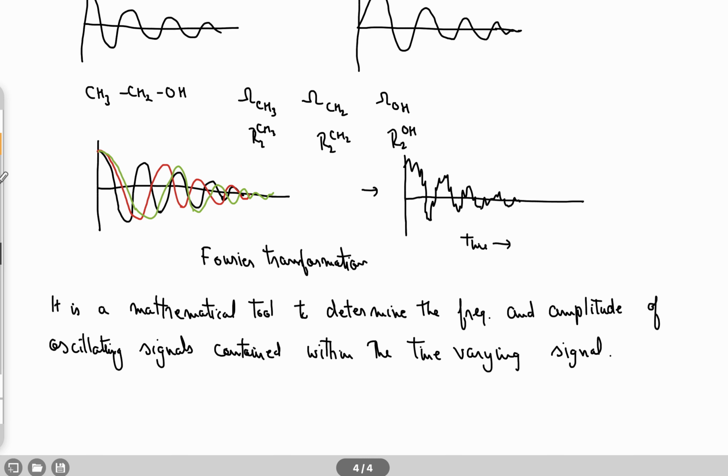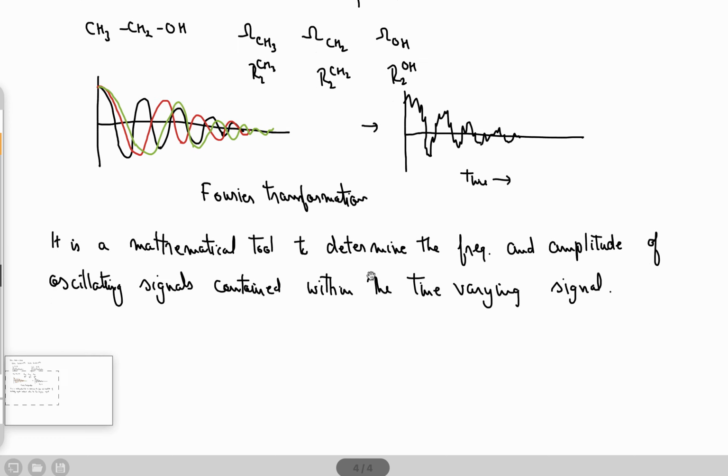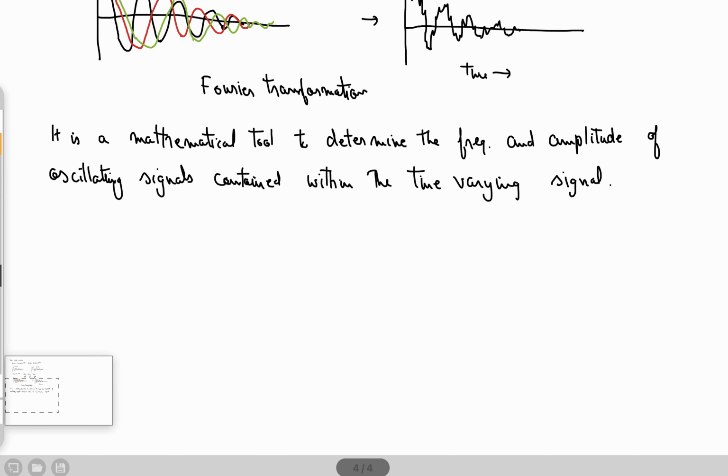Okay, so this is what is done. So let us see more details. Before we actually go for Fourier transformation, let us see what a Fourier series is, which you must have learned in basic mathematics earlier. So let us see what is Fourier series.